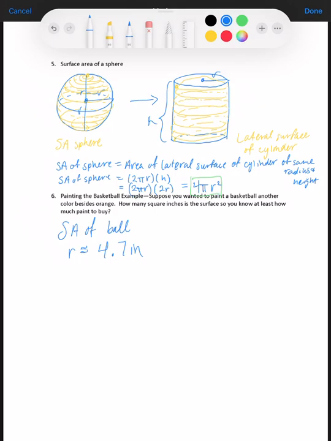We're going to use the surface area formula. Surface area is equal to 4 pi r squared. So I write out my formula: 4 times 3.14 times the radius, which is 4.7 inches, squared. Make sure you square it. And we get approximately, when I do that on my calculator, 277.45 inches squared.